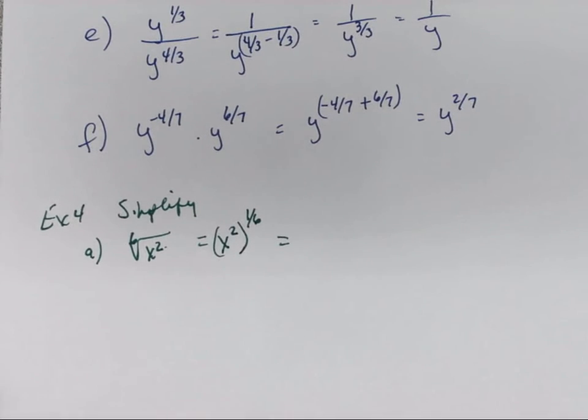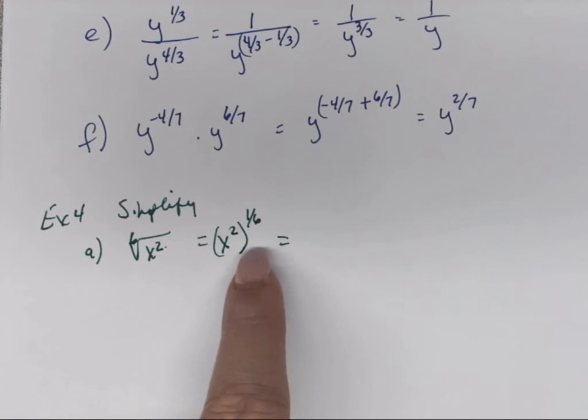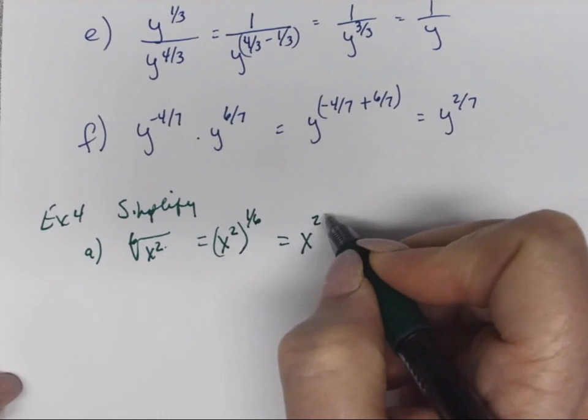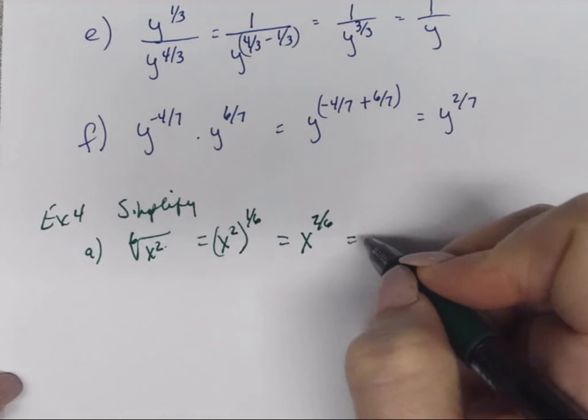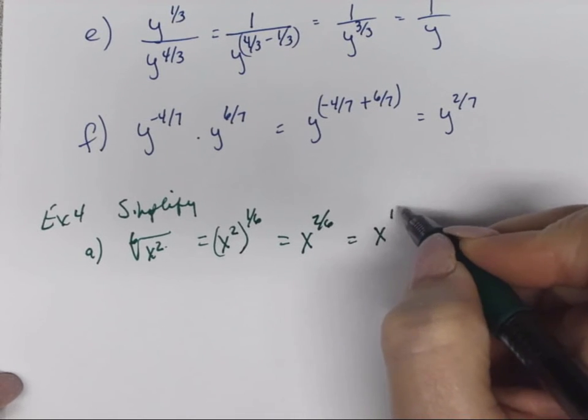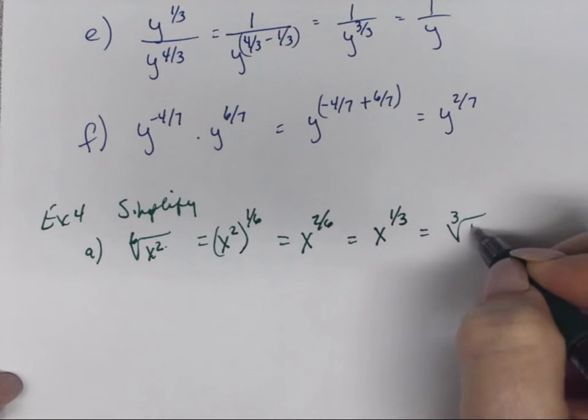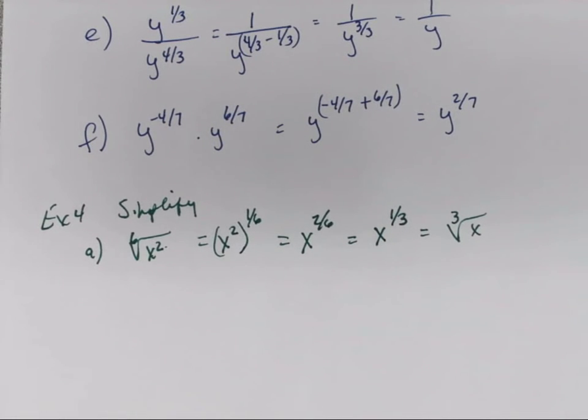If you recall with our exponents, that when they're being raised to a power, we multiply them. So this will be x to the 2/6, which will be the same thing as x to the 1/3 because it reduces, which is the same thing as the cube root of x. So we're using the exponent rules to simplify our radical.